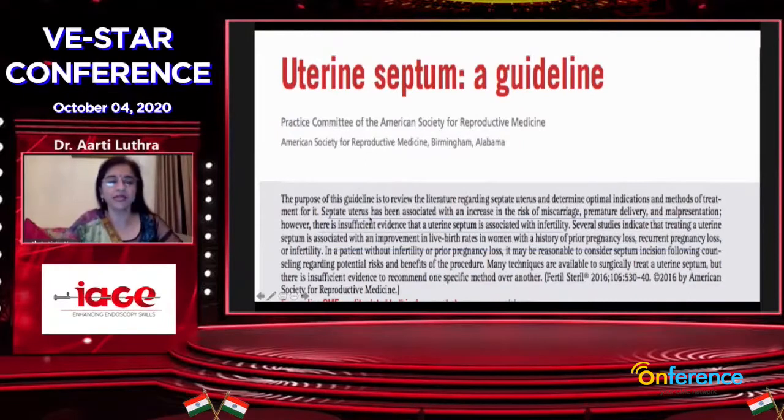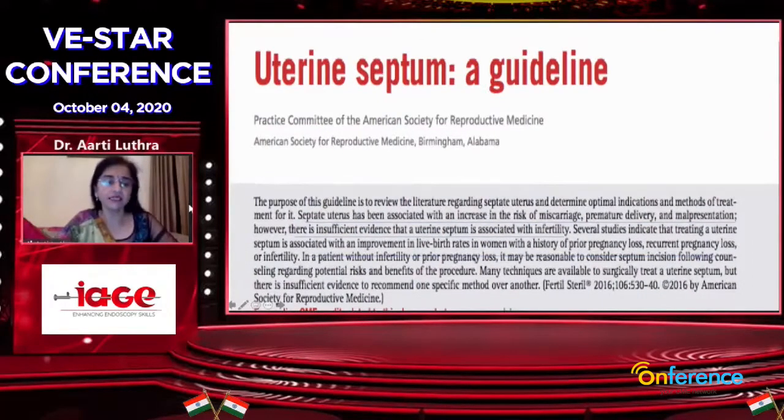As we all know, septate uterus has been associated with an increased risk of miscarriage, premature delivery, and malpresentation, and there is insufficient evidence that septum is associated with infertility. When we treat a septum, we see an improvement in the live birth rate in women with a history of prior pregnancy loss and recurrent miscarriages. But in a patient of infertility without any history of prior pregnancy loss and a small septum, it may be prudent to decide carefully about the treatment of septum.